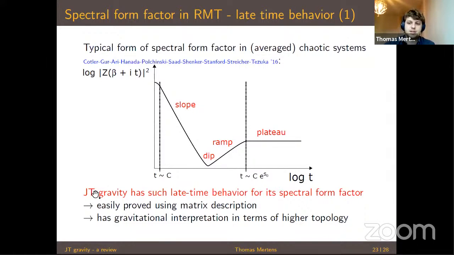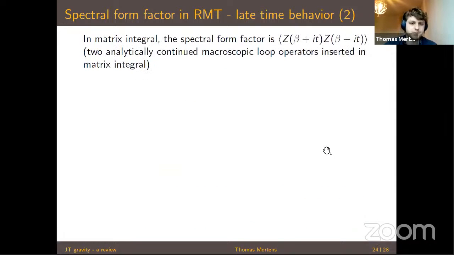Now, what I will show you in the last couple of minutes is that JT gravity has precisely such a late time behavior for its spectral form factor, which can be easily proved using its matrix description, and which also has a gravitational interpretation in terms of higher topology. And this is the aspect that I will mention now.